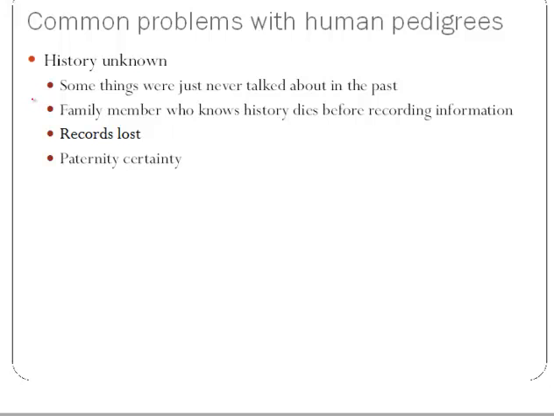Also, it's very sadly common that the family member who does know the history dies or gets Alzheimer's or something like that before passing on and recording all of that family knowledge. Other things, even if you do record it, maybe the records are lost just through time, they got misplaced, or maybe there was a flood or a fire and you lost all those records. Another issue could be paternity certainty. It's fairly common and well documented that sometimes the father's not always the father.